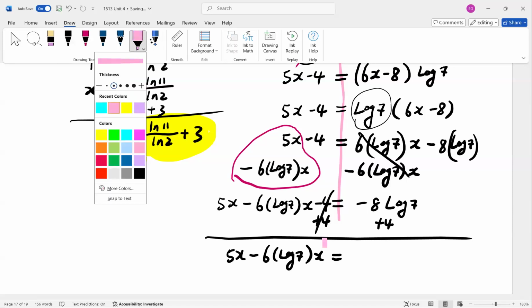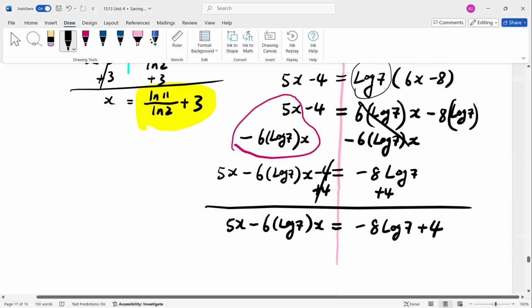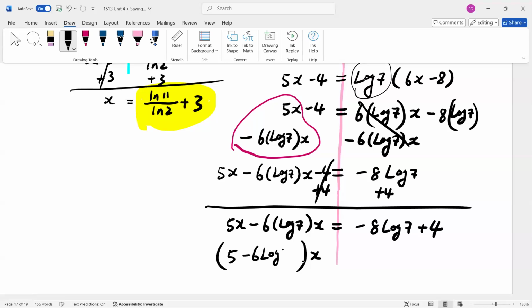As you can see, the real challenging part is your algebra ability, if you can solve those without making mistakes. And those are not new for pre-calc. This is solving a linear equation. And on the left side, as you can see, those 2 terms both have x. You can see them as like terms and combine them, or you can just factor x out, right? If we factor x out because they both have x, then we have 5 minus 6 log 7 equals -8 log 7 plus 4.